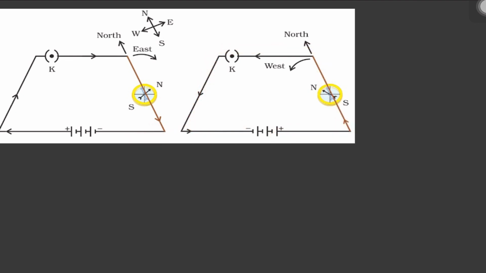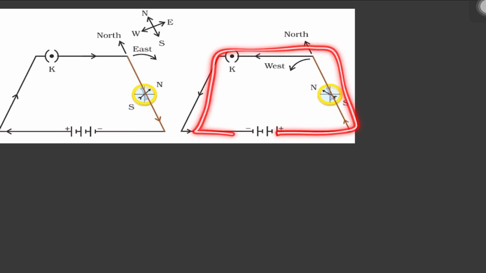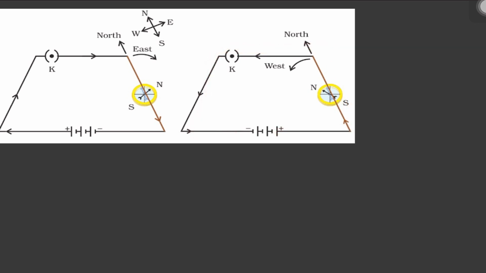So what happens when the current flows in this direction? Keeping this direction as a reference point, now the current is flowing from south to north. From south to north, the current is flowing. The arrow mark also is very clear. So the current is flowing from south to north. We observe that the magnetic compass needle will deflect, but it deflects to the west direction.